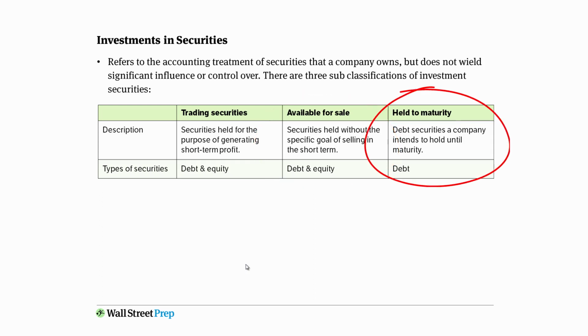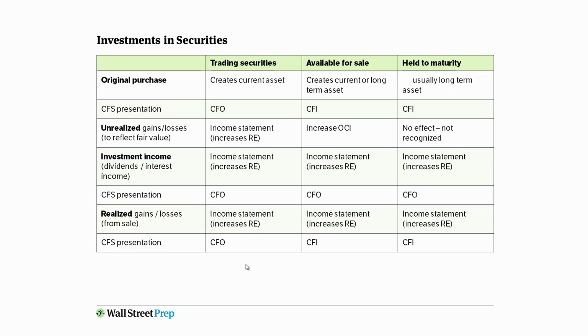And lastly, there is held to maturity. Held to maturity is specific to debt securities and refers to debt securities that a company intends to hold until maturity. All three have slightly different accounting treatments. They all fall under the umbrella of investments in securities. So let's just go through each one of these.